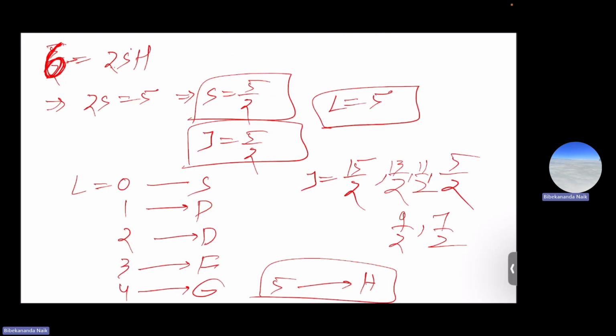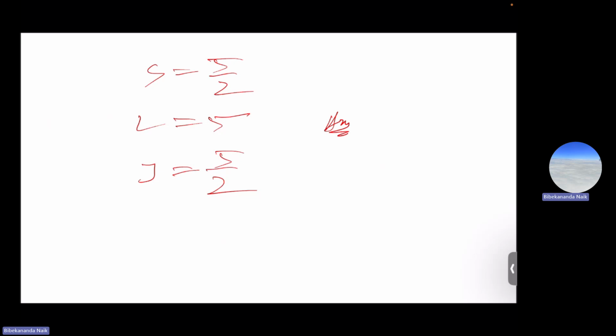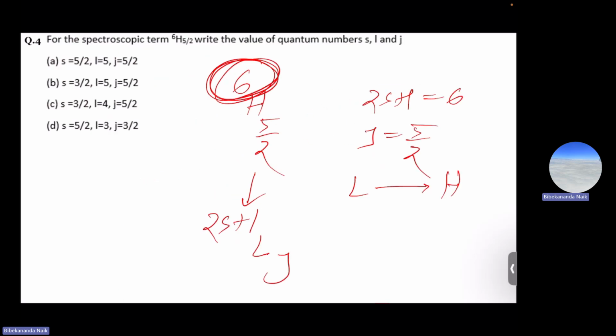So what we have got is S is 5 by 2, L is 5 and J is 5 by 2. So the correct option is option A.